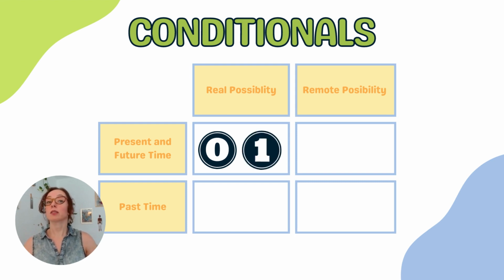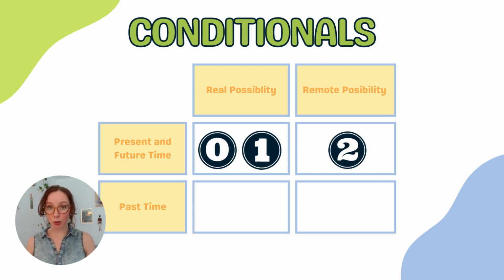Another one is the first conditional. Now, the first conditional tends to be more for future time, but it's also for real possibilities. If I eat this, I will feel sick. The next one is the second conditional.